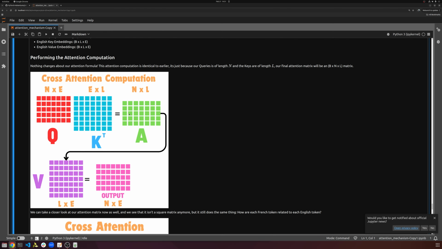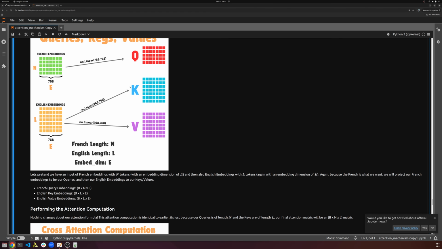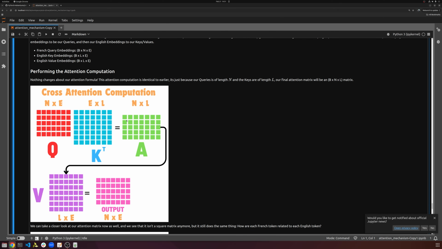And then we multiply this by our values. So this is a representation of how, it's N by L, N is our French. How is the first word of the French related to the first word of the English? How is the first word of the French related to the second word of the English? How is the first word of the French related to the third word of the English? And then the next row would be how is the second word of the French related to the first word of the English, the second word of the English, and so on and so forth. So we're learning how every word of French along this dimension is related to every word of English along this dimension.